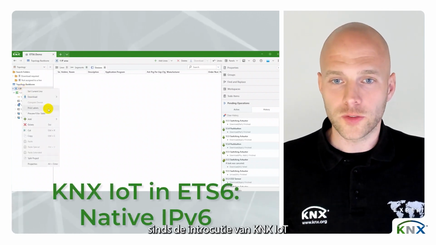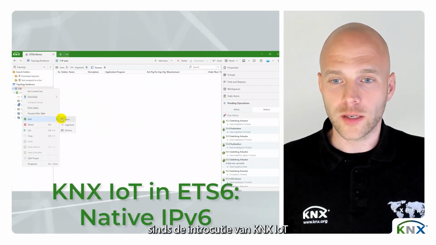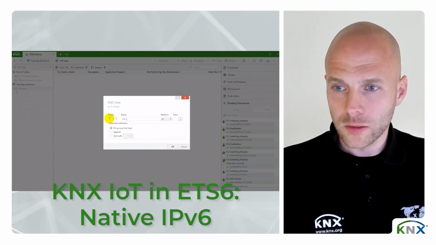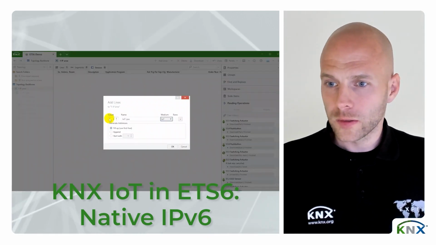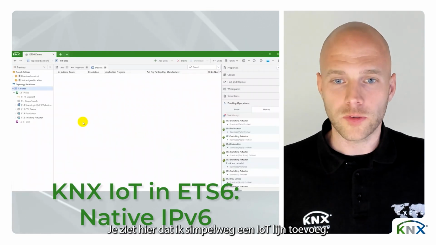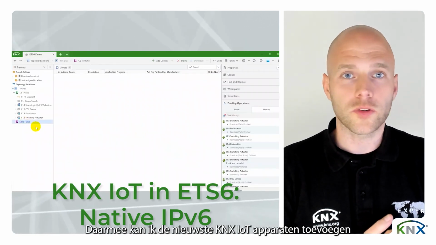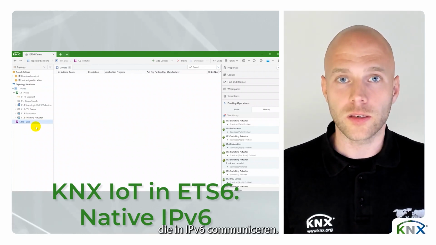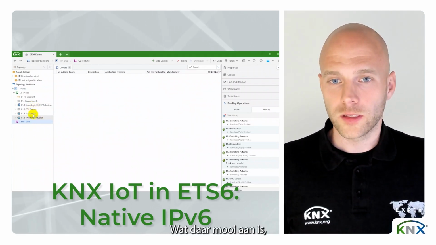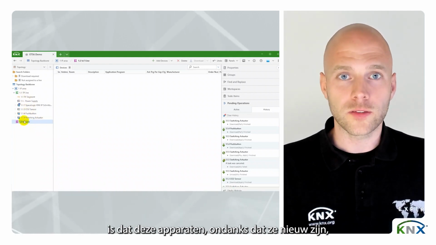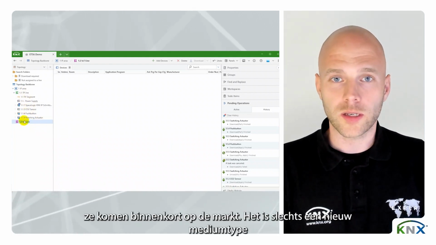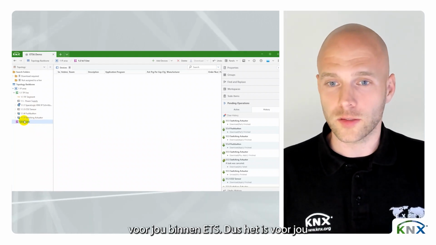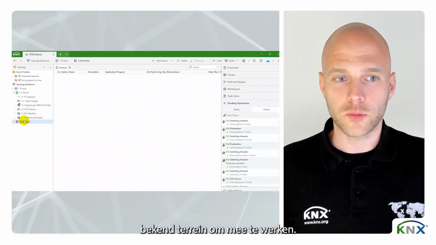What I can also do, since the introduction of KNX IoT, is add an IoT line. You can see that here. I'd simply add an IoT line. And with this, I can of course add the newest KNX IoT devices, which are communicating in IPv6 natively. And what's great about that is that these devices, while they are new, coming to the market very, very soon, are just another medium type for you within ETS. And so very familiar for you to work with.